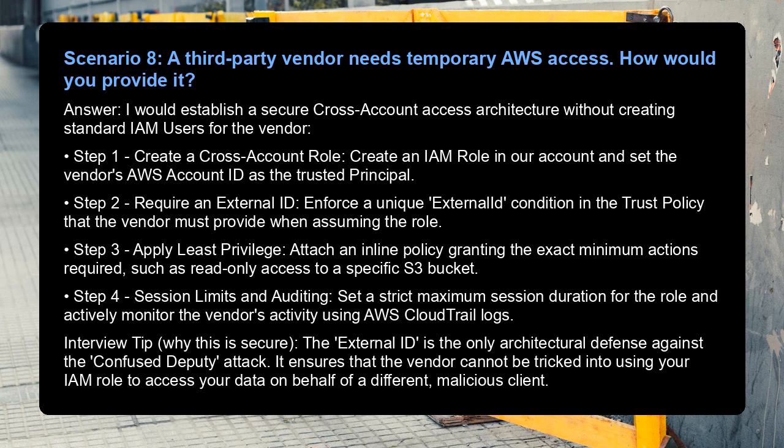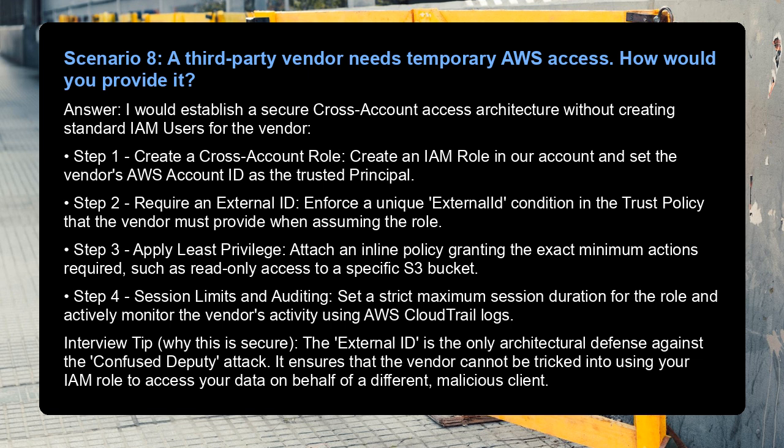Scenario 8. A third-party vendor needs temporary AWS access. How would you provide it? Answer: I would establish a secure cross-account access architecture without creating standard IAM users for the vendor. Step 1. Create a cross-account role. Create an IAM role in our account and set the vendor's AWS account ID as the trusted principal.